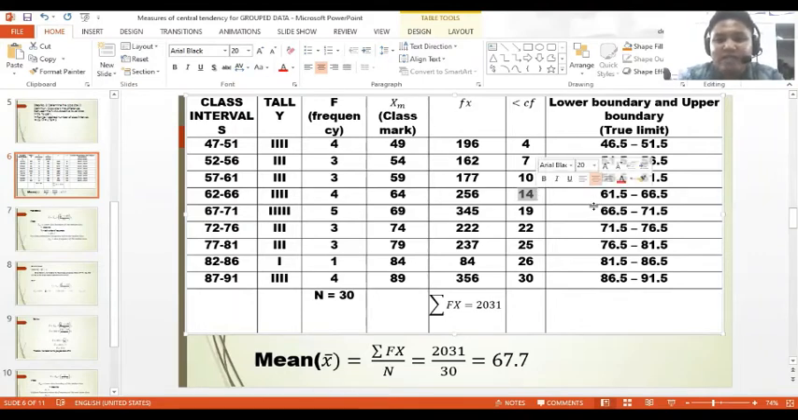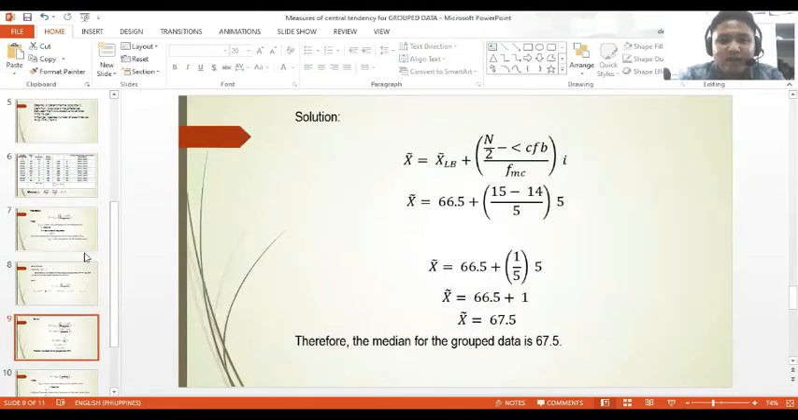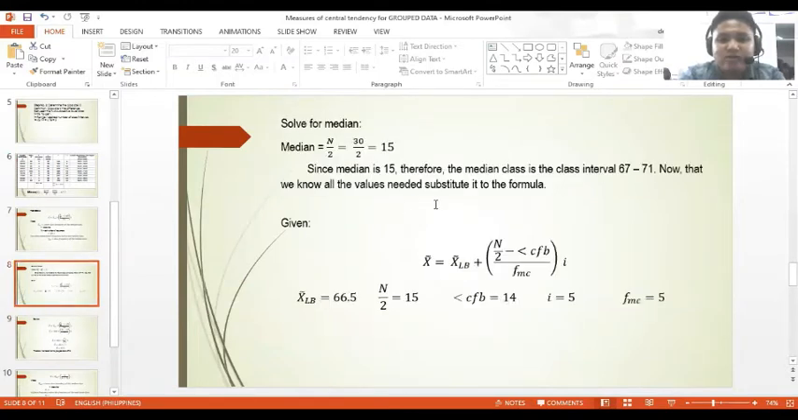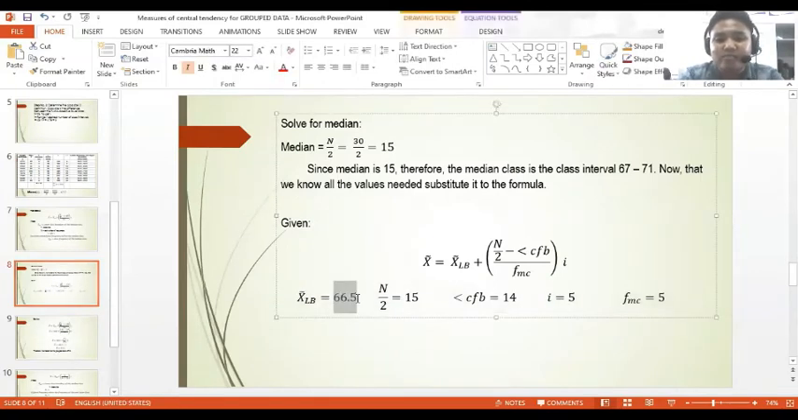So, ang gagamitin natin dito, lower boundary is 66.5. Less than CF is 14. Dapat mas mababa doon sa kanya. Next is, ang frequency natin is 5. So, babalik tayo doon sa solving natin. Ang formula natin, ang target mo doon, for me kasi, para mas mapadali, ilagay mo muna yung mga given para hindi ka mahirapan, bago mo ilagay yung mga formulas. So, ang lower boundary natin, sabi ko kanina, 66.5.